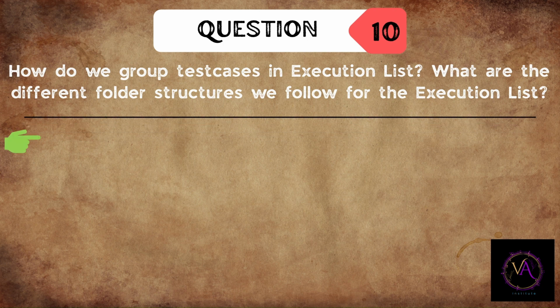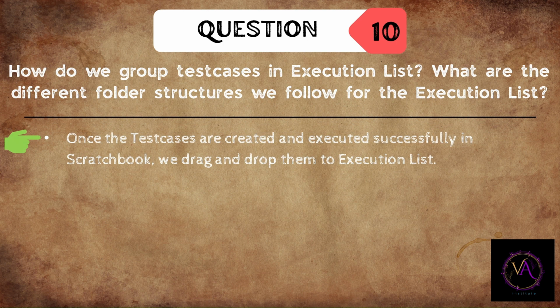Now the answer for this would be: once the test cases are created and executed successfully in the Scratchbook, only then we drag and drop them to the execution list. This is a very important point. Many people create the test cases, but they do not do enough testing in the Scratchbook. No, execute the test case multiple times in the Scratchbook just to see if there are any technical failures in the test case, not functionality, I'm talking about technical failures. Have you created the test case correctly or not? So do it multiple times in the Scratchbook, and only then you drag and drop into the execution list.